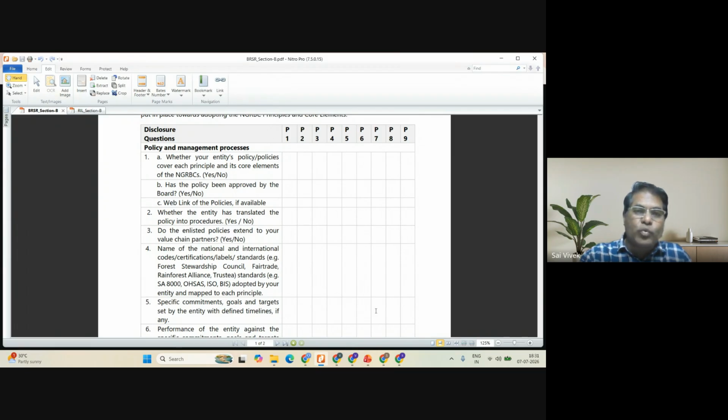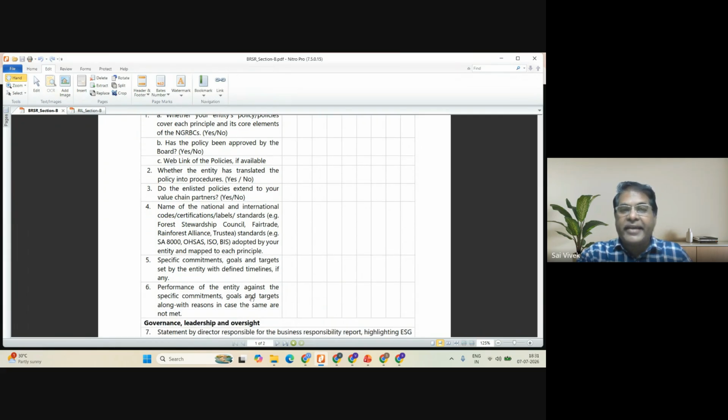Now come to the next one, performance of the entity against the specific commitments, goals and targets, along with the reasons in case the same are not met. So here in the sixth serial number, we say how much is performed, how is the performance. Say a child is taking a book and reading it all day long, and at the end of the examination year, when the exam results are out, if the child performs very poor, this is just an example, not to insult anyone, then there is no point in what the child has done all through the year.